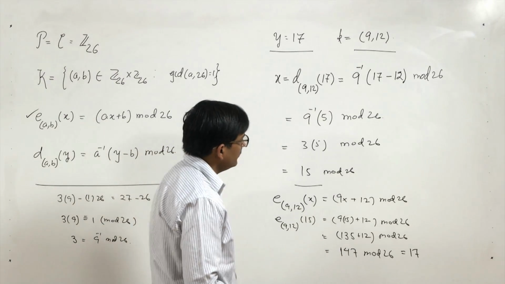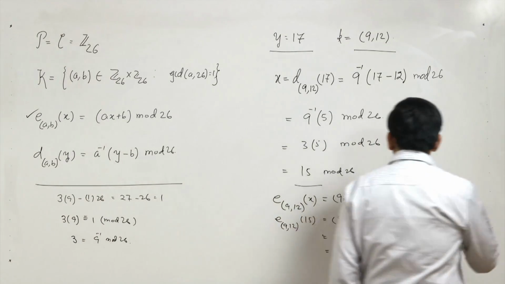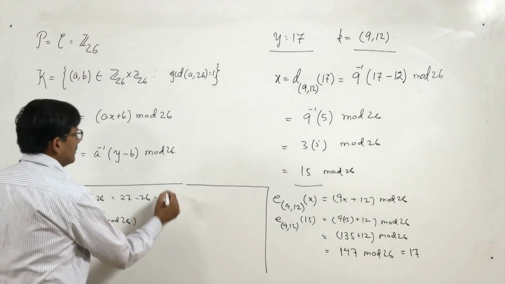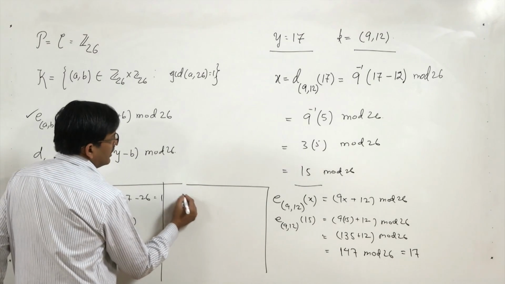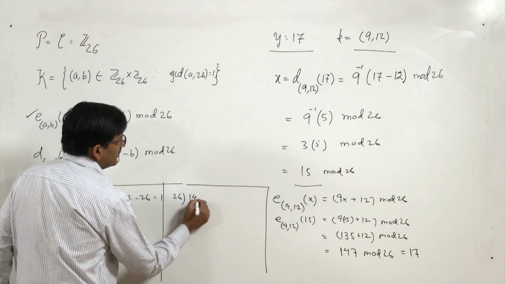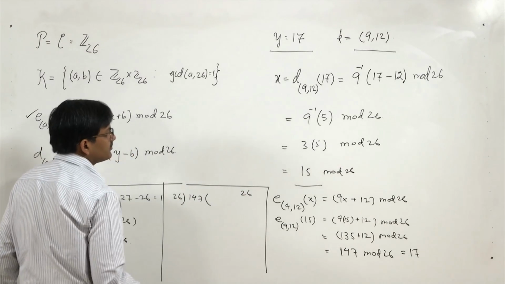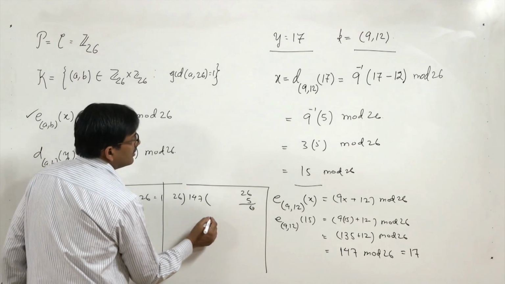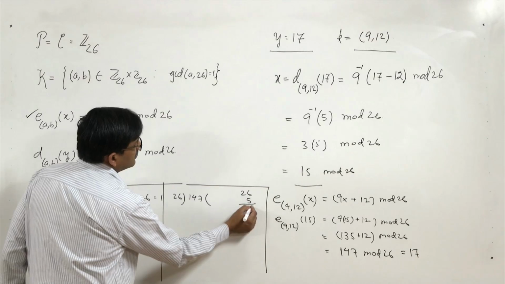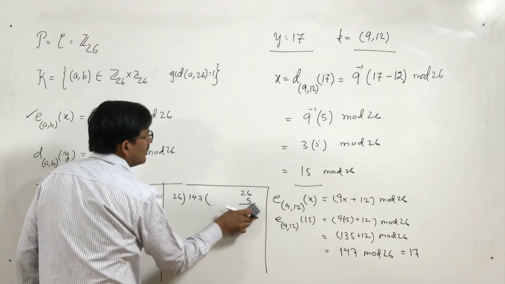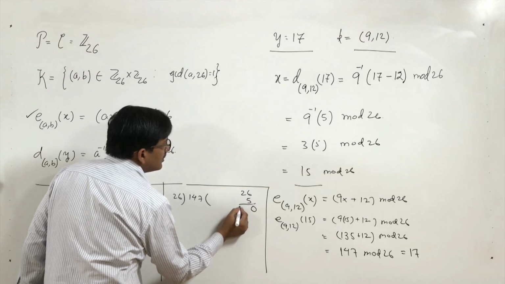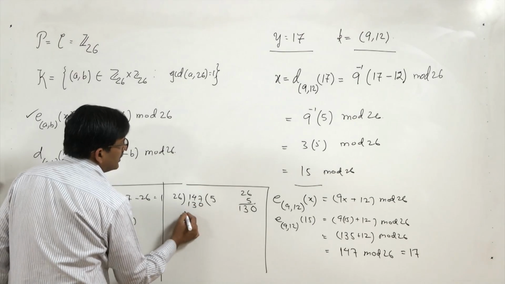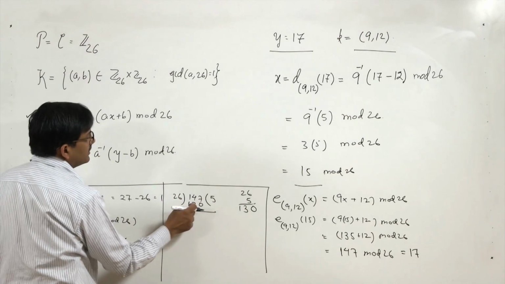Well, this is 17, because if you divide 147 by 26, let us see this division over here as a note. So, suppose I take 26 and divide 147 by 26. 26 into 5 is 130. So, if you put 5, this is 130.